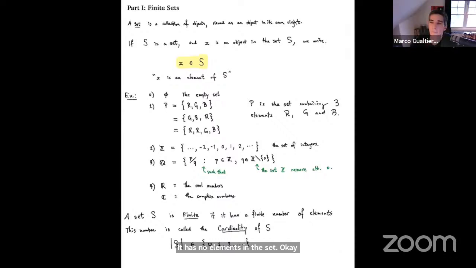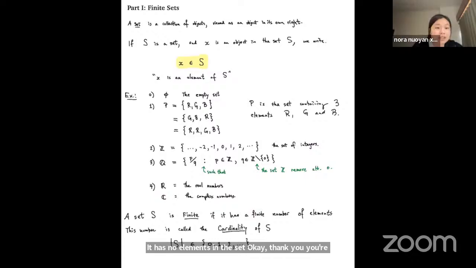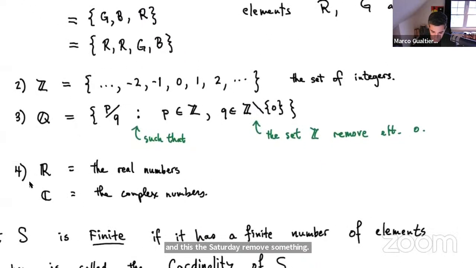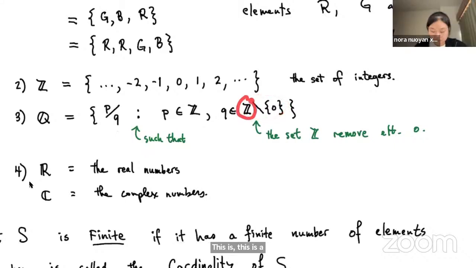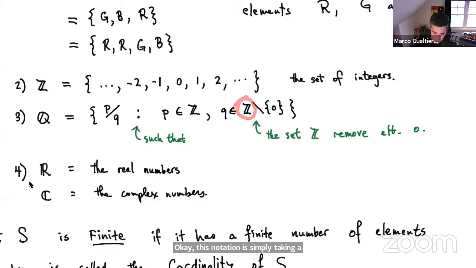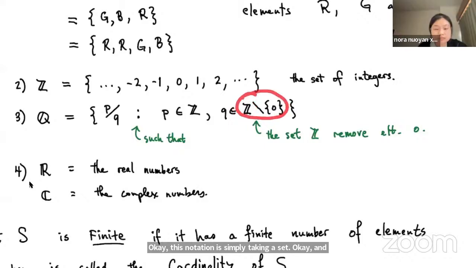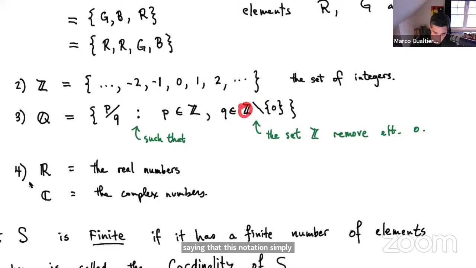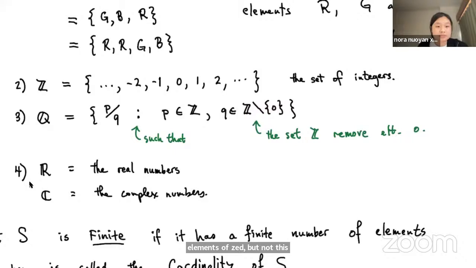Nora, please go ahead. I just feel unclear about the notes for question 3, where the set Z removes something. The question 3, this is a notation. This notation simply means all of the elements of Z, but not this element. Oh, okay. So it's a way of removing elements from a set. Got it. Thank you.